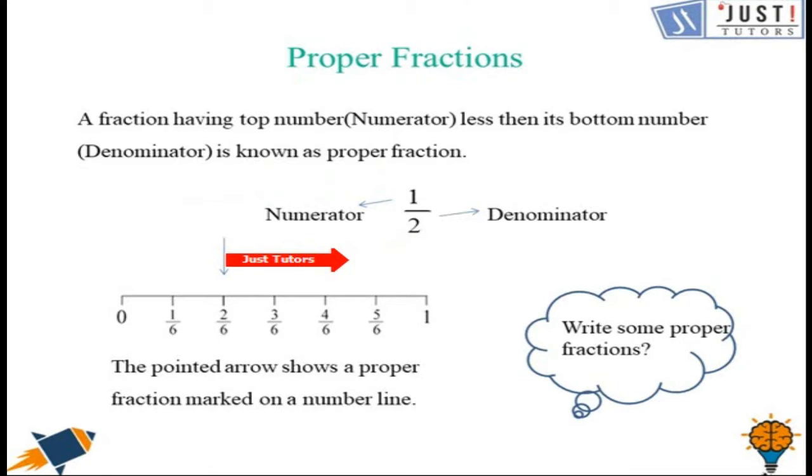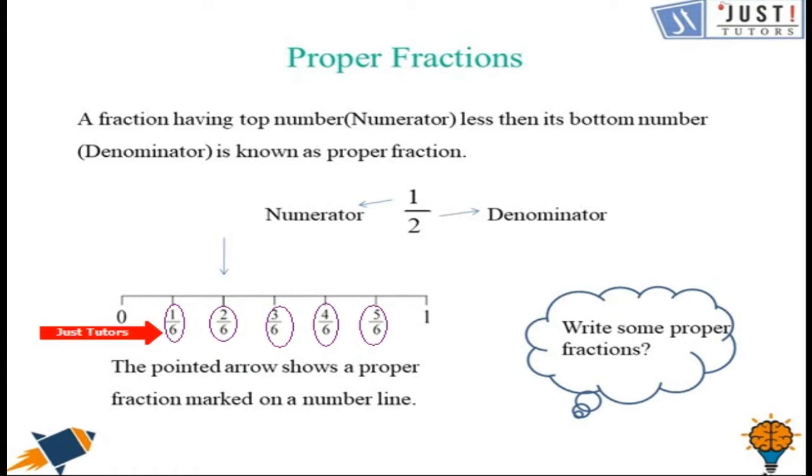So let's do a quick activity. We'll try to figure out some proper fractions here on the number line. You can take a pause and we'll circle all the proper fractions on the given number line. So let's look at the first fraction, that is 1 over 6. So 1 is the numerator, 6 is the denominator, and 1 is less than 6, and that's why that's a proper fraction. And so is the case with all the circled fractions over there.